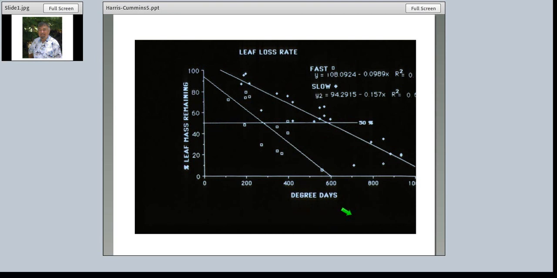Okay, so here's some actual data from this kind of experiment. On the y-axis is the percent of the leaf that you put in the stream that remains, and this is degree days down here. Remember that for example, 200 degree days would be 20 degrees for 10 days, or 10 degrees for 20 days.